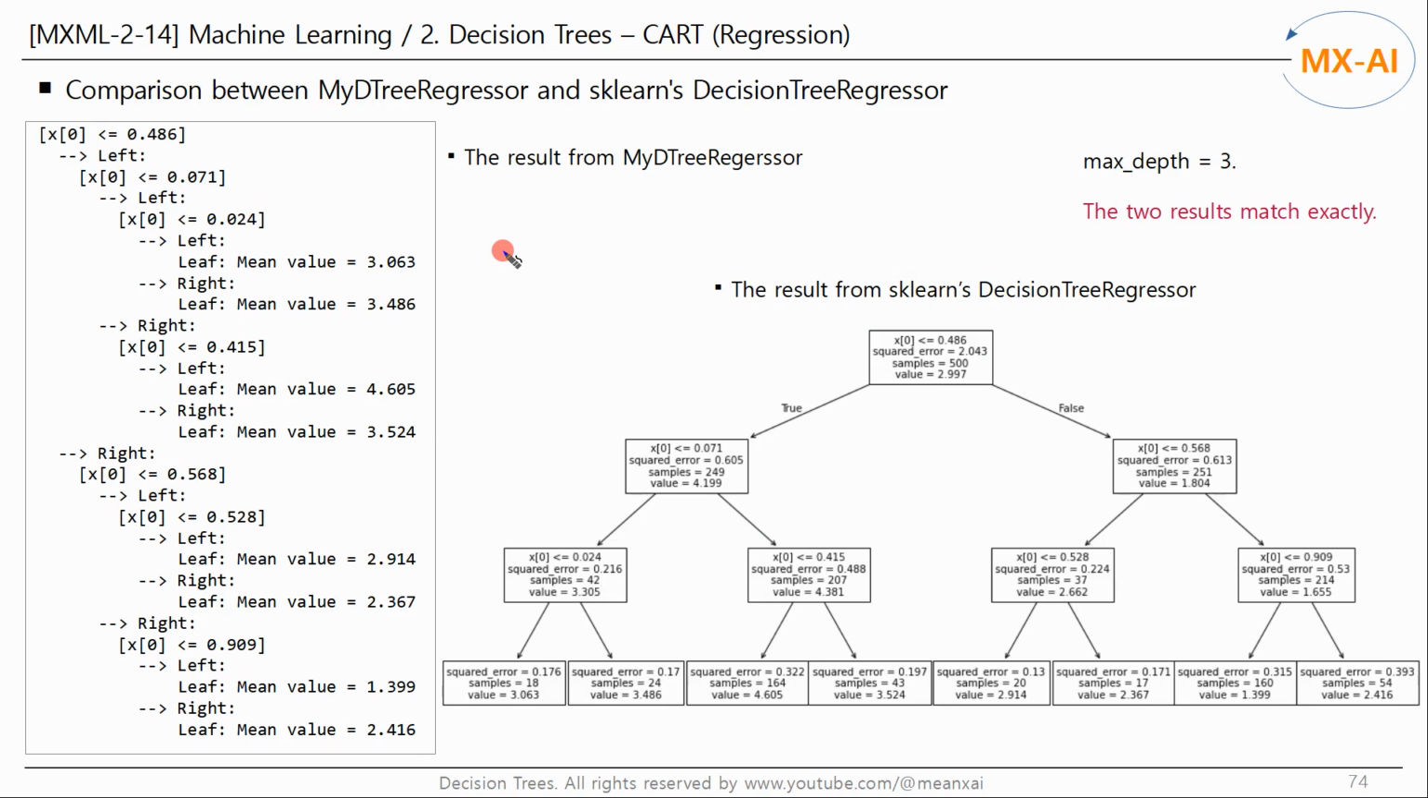Next, let's visually compare the trees generated by the two models. On the left is the tree generated by our MyDTreeRegressor, and on the right is the tree generated by scikit-learn's DecisionTreeRegressor. Now let's compare them. In the left tree, the root node splits on feature 0 at 0.486. In the right tree, the root node splits at exactly the same point. Since this dataset contains only one feature, the feature ID used for every split is 0.